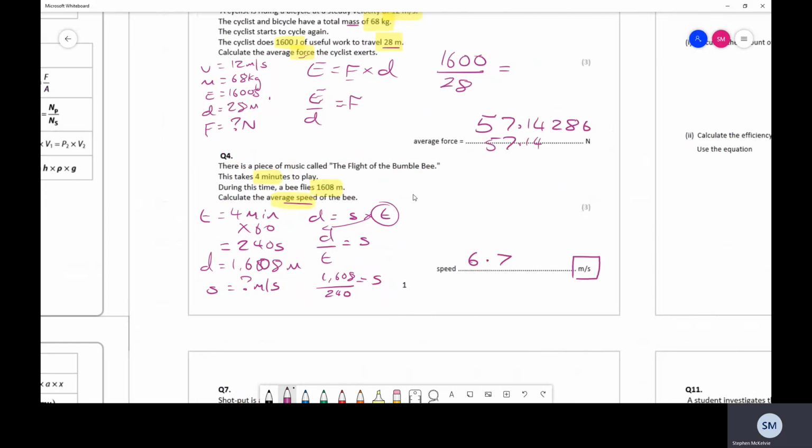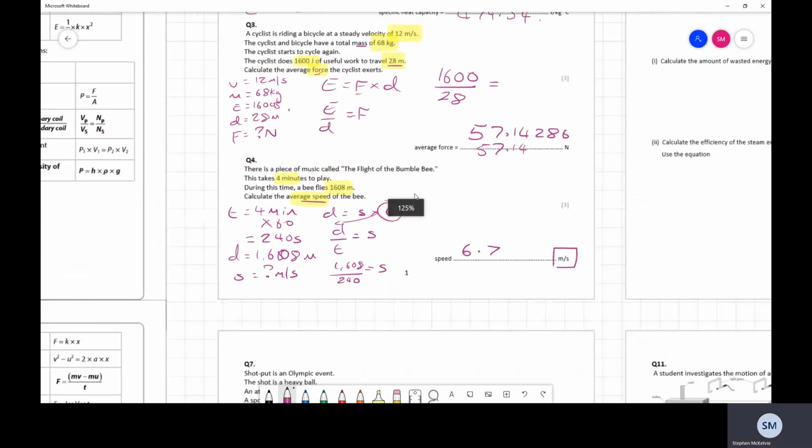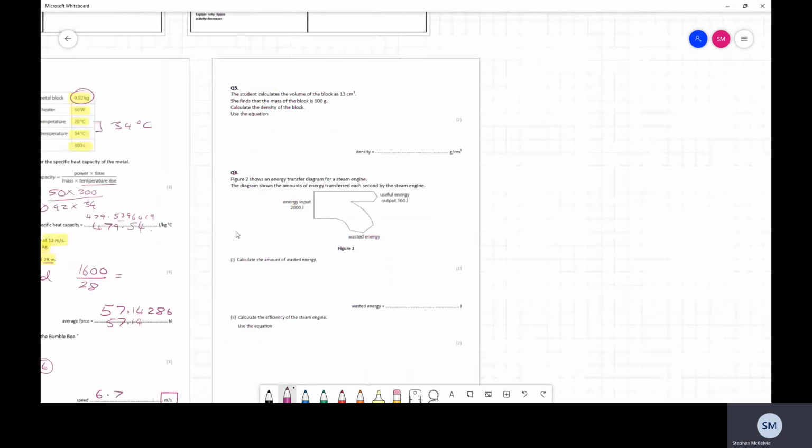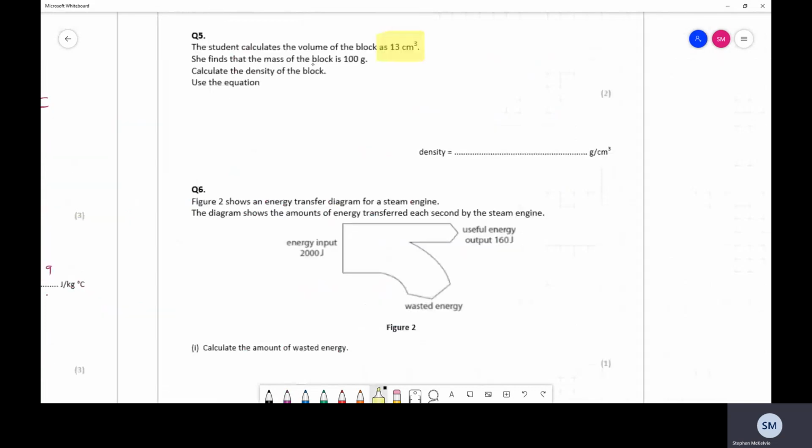Ooh, isn't this fun? A student calculates the volume of the block as 13 centimeters cubed. She finds the mass of the block is 100 grams. Calculate the density of the block. Use the equation, and it would say something here like density equals mass divided by volume, but it doesn't there at the moment. So I'm going to collect my terms.